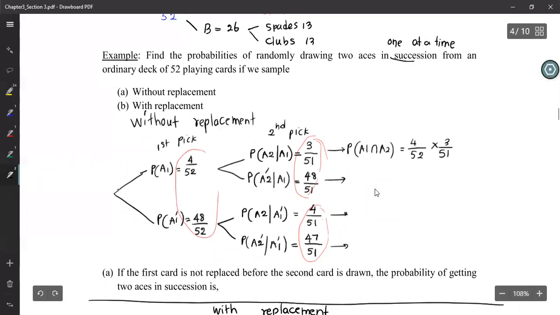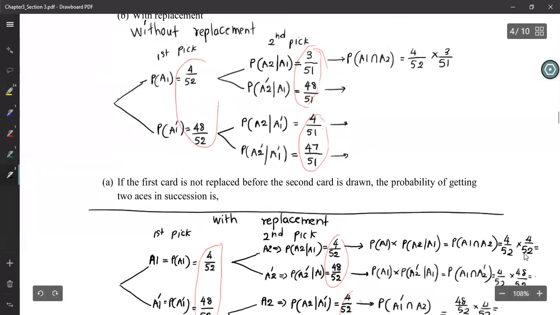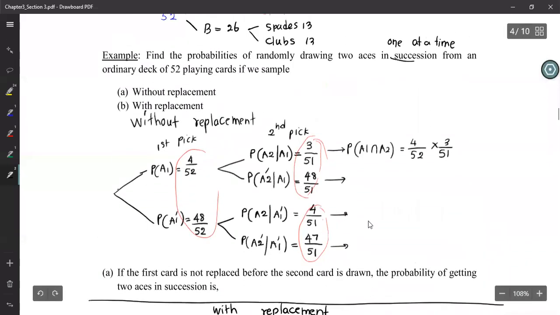Can you see the difference now with and without replacement? If you do with replacement, it is always 4 over 52 times 4 over 52. If you do this for many picks, say 4 picks, with replacement, all the time you will get 4 over 52, 4 over 52, 4 over 52. But if you do without replacement, each and every time you lose one card from the top and one card from the bottom, from the sample space, right? So you can see the difference now.